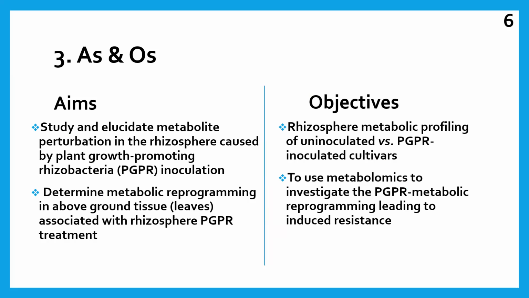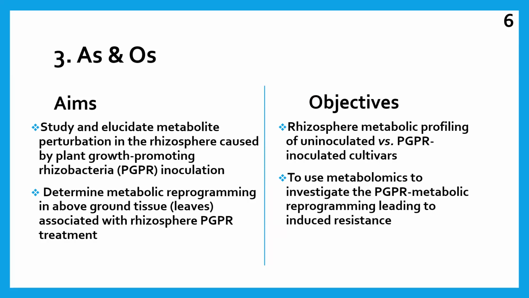So the aim of our study was to elucidate metabolite perturbations in the rhizosphere by plant growth promoting rhizobacteria inoculation in the roots of the wheat cultivars. We also aimed to determine the metabolic programming in above ground tissue. So these are the changes that occur in the above ground tissue, and we focus specifically on the leaves here that are associated with rhizosphere PGPR treatments.